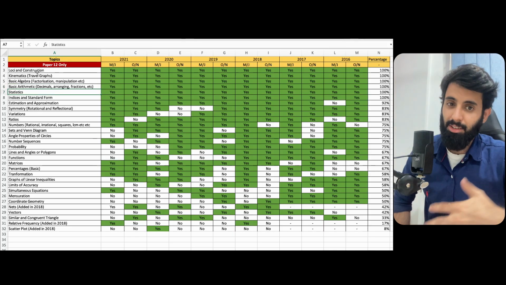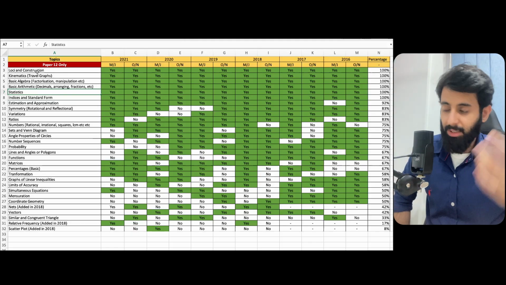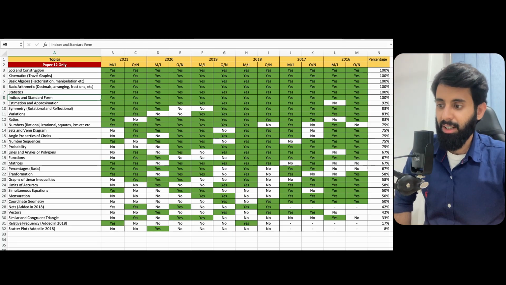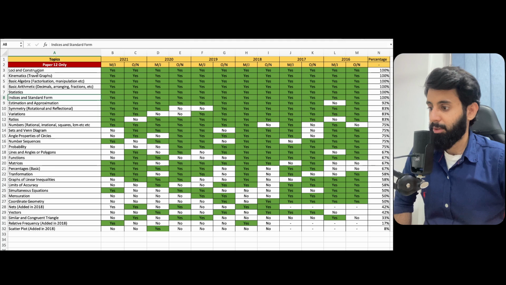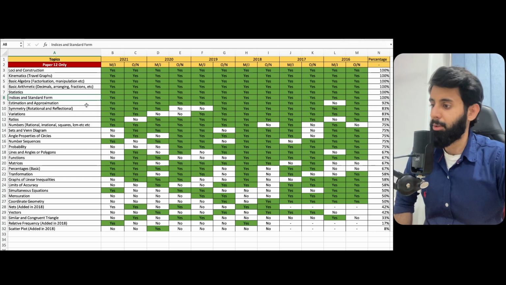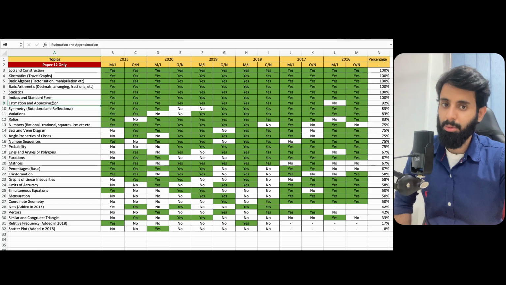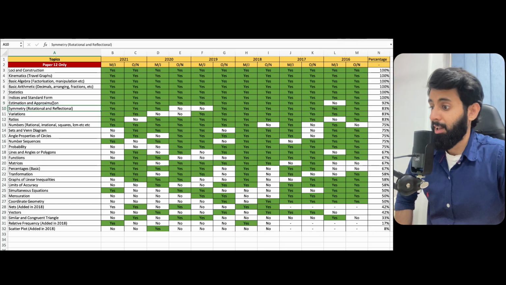Statistics is all over the place. This is basically mean, median, mode, histogram, cumulative frequency, pie chart. All of that has one way or the other come in nearly every single paper. Indices and standard form has also come in every single paper. Same goes for estimation and approximation, where the question asks you to write each number correct to so many significant figures, and find or estimate the value of something.